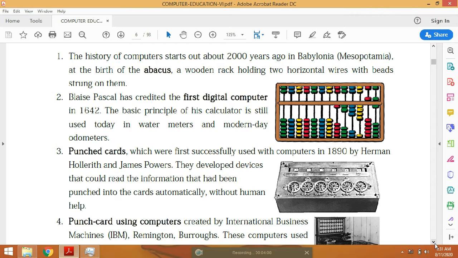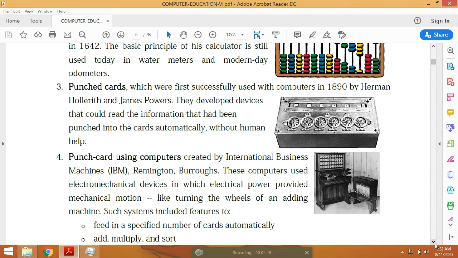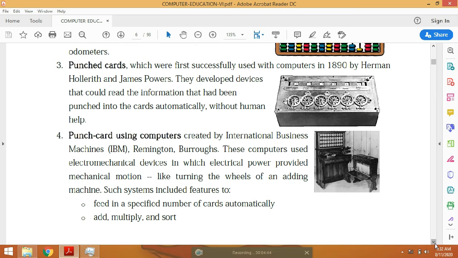Punch card using computers were created by International Business Machines, that is IBM. That is a multinational company. These computers used electromechanical devices in which electrical power provided mechanical motion, like turning the wheels of an adding machine. So IBM started using electronic machines. With the help of electricity, they started reading out the information stored in the punch cards.